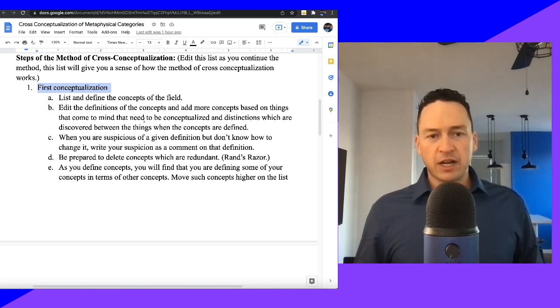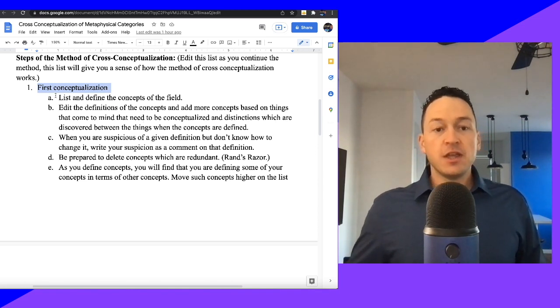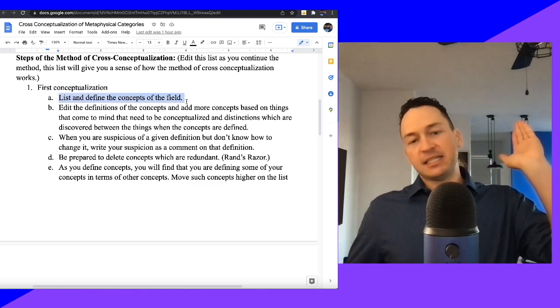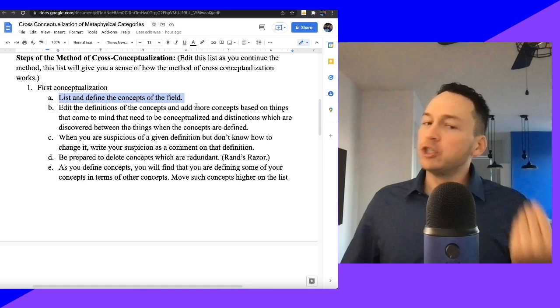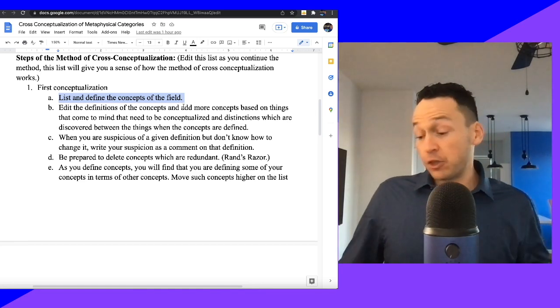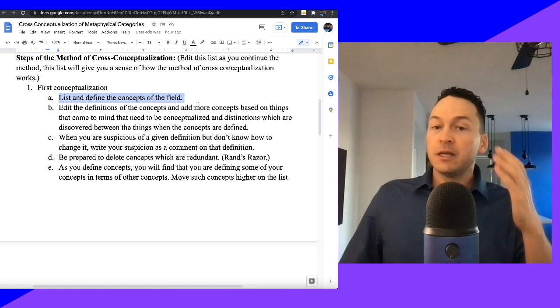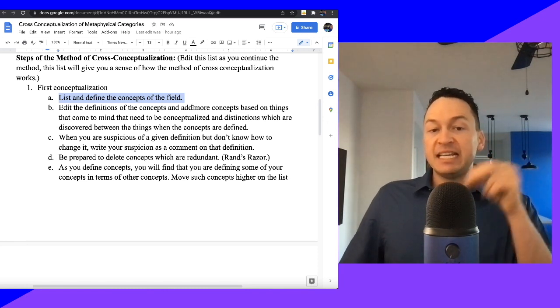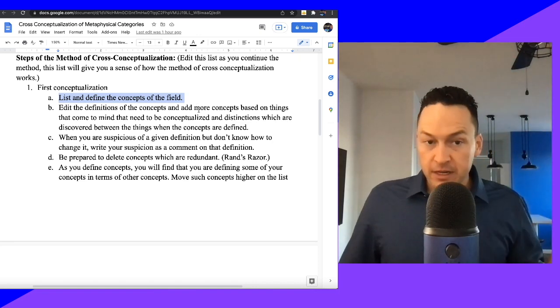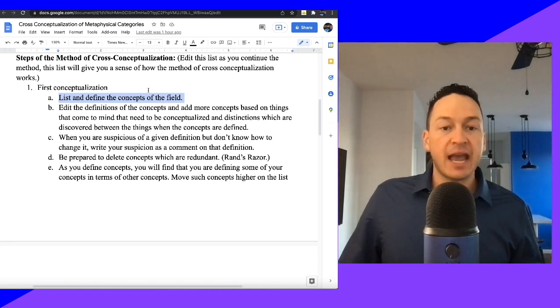So here are the steps of cross-conceptualization. The first step is what I call first conceptualization. This is where you just list and define the concepts of the field. And you don't do it in any particular order, just in the order that comes to you. Now, the order it comes to you, a lot of times, the definitions of any given concept are going to trigger, oh, hey, I have to define that other concept. That's a good way to do it, okay?